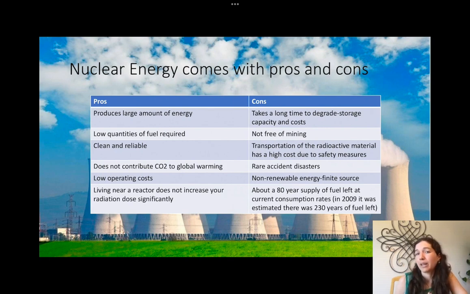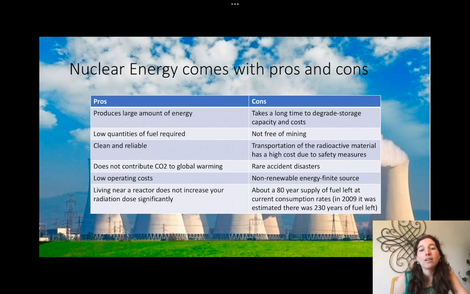Another thing is that transporting radioactive materials to the nuclear power plants does have a high cost because of safety measures. And there are instances of rare accidents happening. So I showed you the Fukushima disaster. These things very rarely happen, but when they do, they are very significant. So that is a safety concern. And nowadays, power plants are getting more and more safe as the technology develops, but that is a thing to consider.